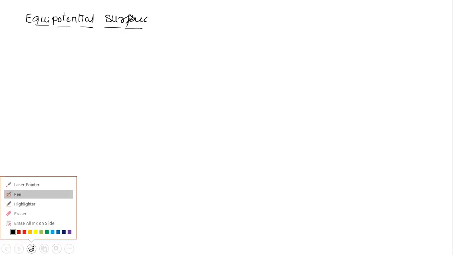Equipotential surface. The word says equipotential. What is the meaning of equipotential? We're going to divide it into two words. Equi means equal, so equal potential. A surface containing an equal potential at all the points is what we call an equipotential surface. One more question. So how can we identify this one, sir?